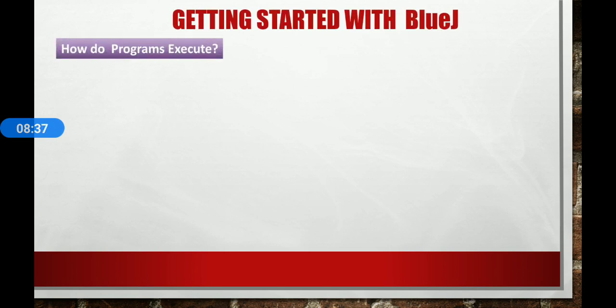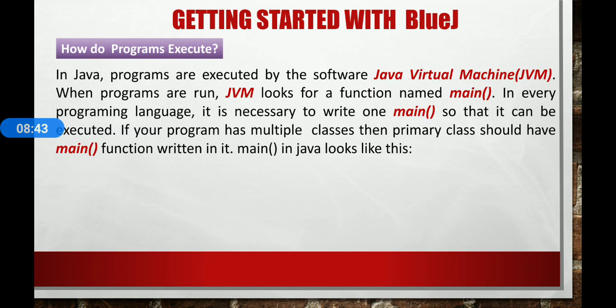Let's see how programs execute. What happens when you double click on the program icon in your computer? Operating system launches that program and it starts running. Its window comes on the screen and we start working with it. There is a process through which a program is run.